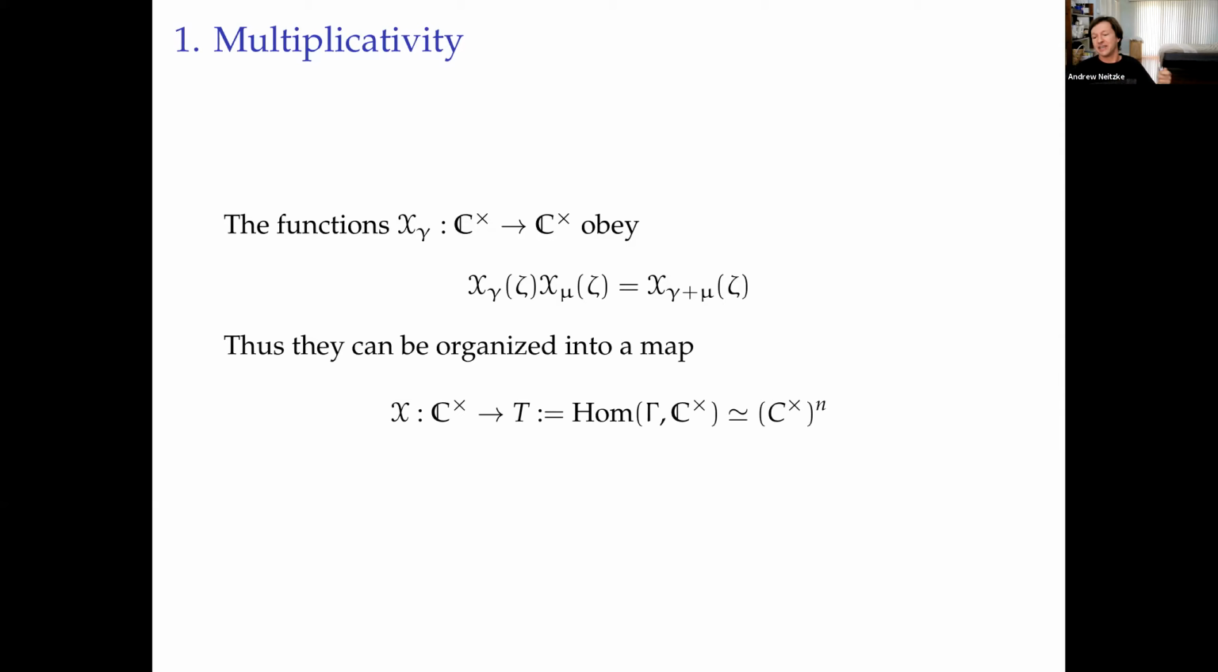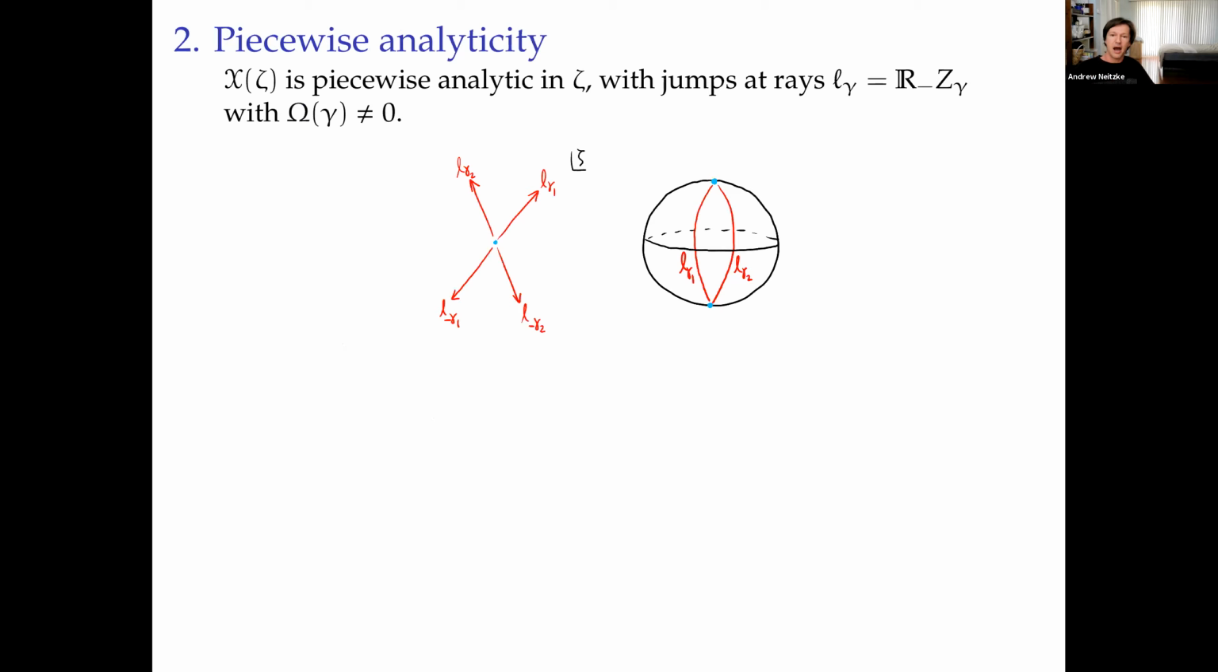So that means another way of thinking of this is that rather than giving a whole bunch of functions, you could say that what we're giving is a map to a torus, the torus of C star valued characters. So what we're after is then some map from the twistor C star to the torus, complex torus. Okay, and now the interesting thing about this map is that it's not supposed to be analytic as a function of zeta, but rather it's going to be piecewise analytic as a function of zeta.